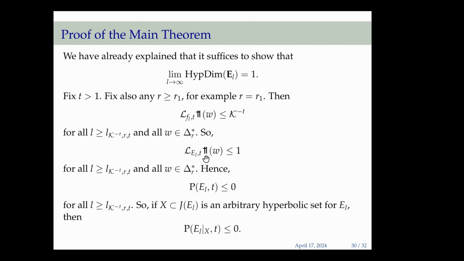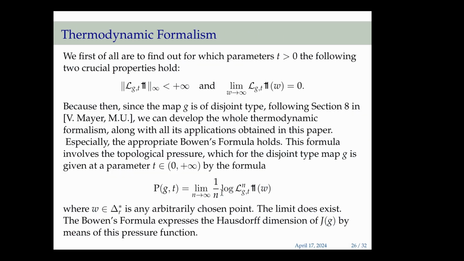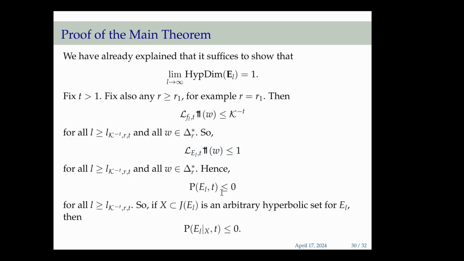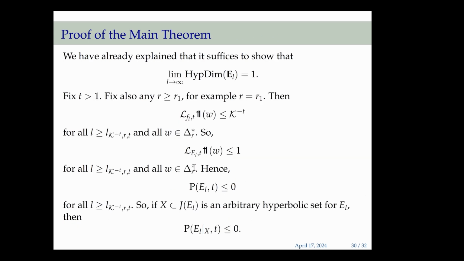This also holds for all its iterates, because it holds for all w in this disk. So if you iterate, it holds for all iterates, and therefore the supremum is less than or equal to 1, and eventually the pressure is less than or equal to 0. The fact that the pressure is less than or equal to 0 actually means, by this formula of Barański, that this pressure is less than or equal to 0.